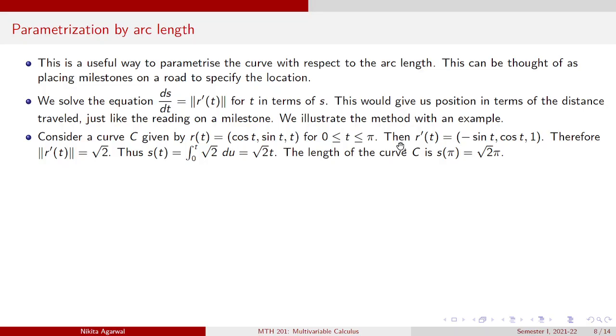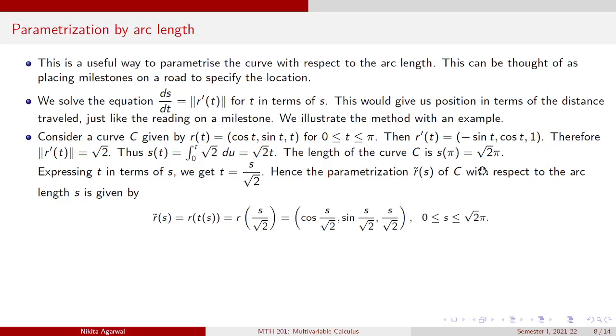Now what is the length of the curve? The length of the curve we know is s at the value pi, right? That's the total length, which comes out to be square root 2 pi. So that's the length of the curve C. Now if you express t in terms of s, from this expression you see s is equal to square root 2 t, right? So from here t comes out to be s by square root 2, right?